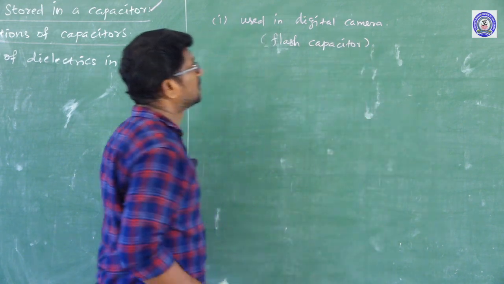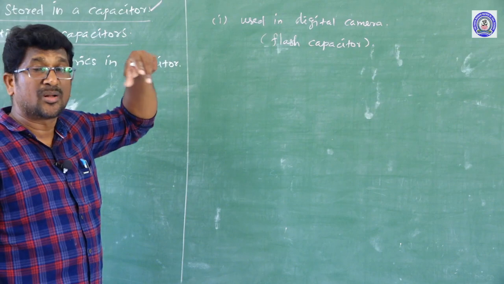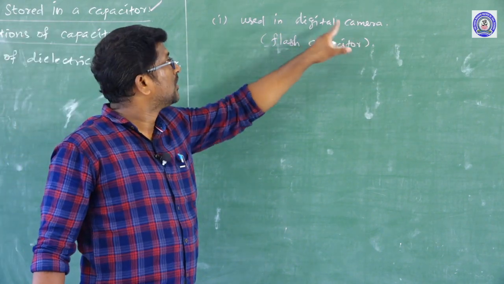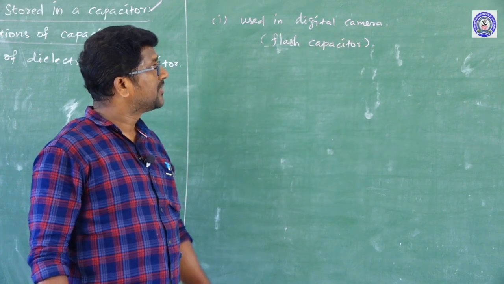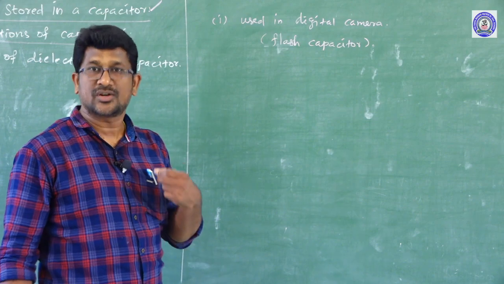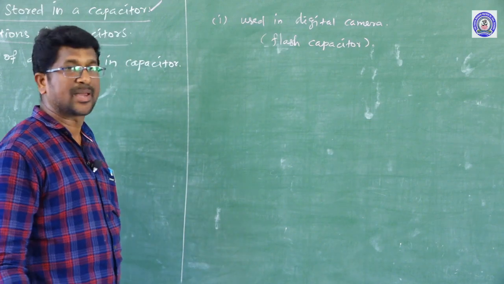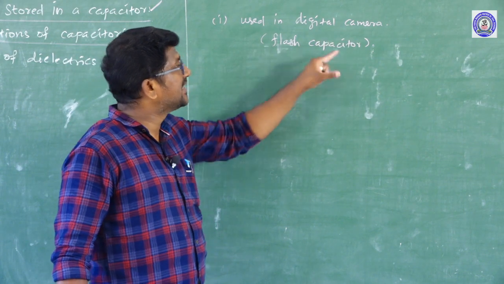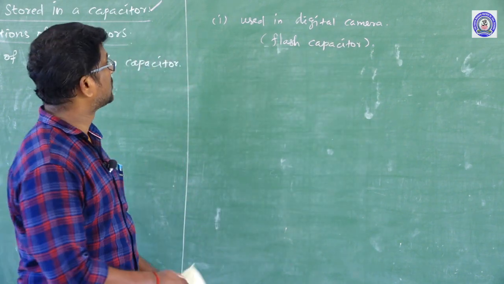Flash capacitor. So, one of the important applications of the capacitor is that it is used in digital cameras. While we take a photograph, the flashlight coming from the camera is due to the discharge of a capacitor. The name of the capacitor used in the digital camera is flash capacitor, right.